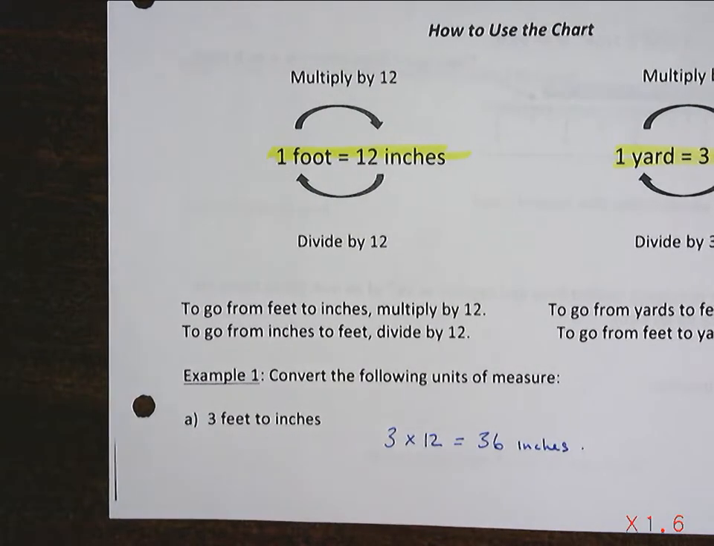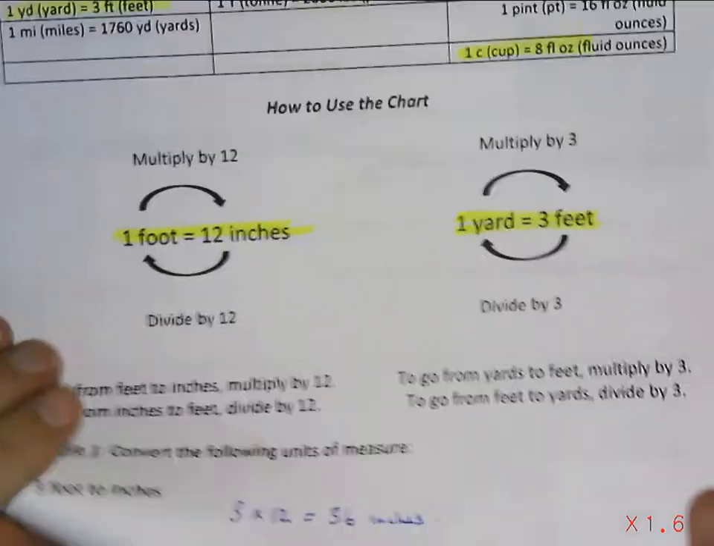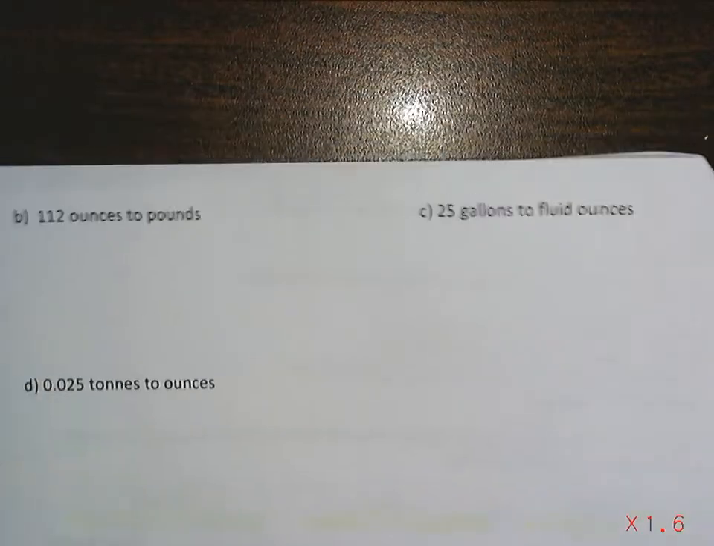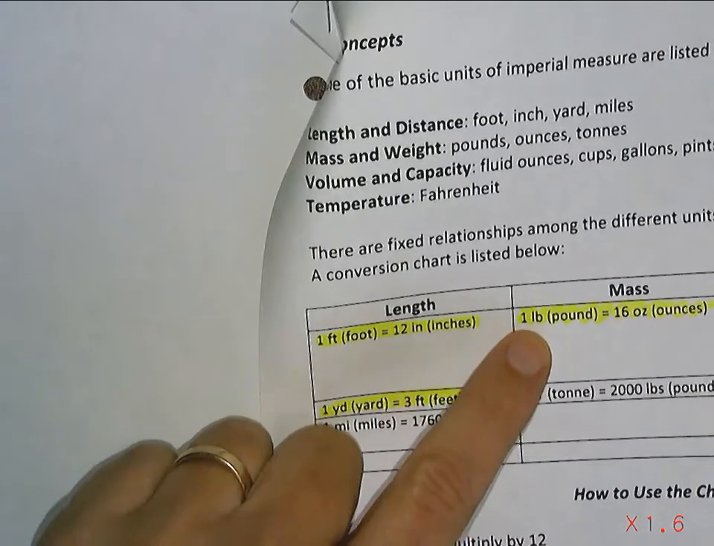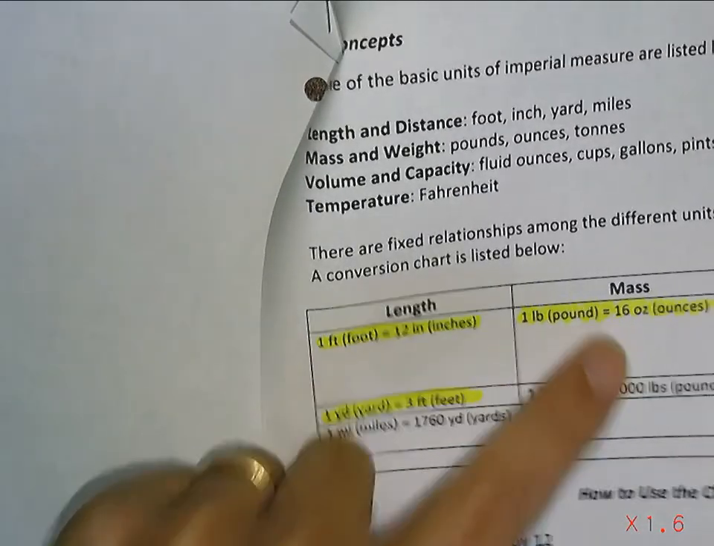Okay? And that's the way we do that. It's not so hard. We're going to flip. Ounces to pounds. Ounces to pounds. So we're going to take a look. 1 pound is 16 ounces.